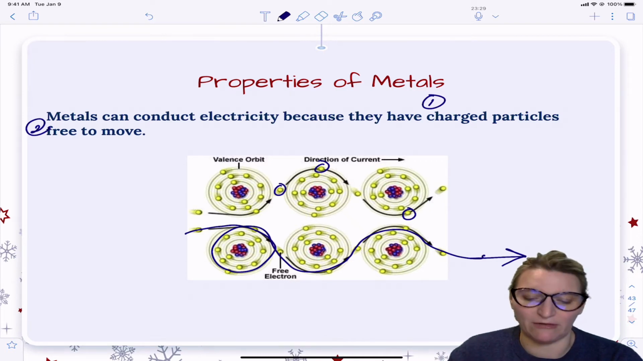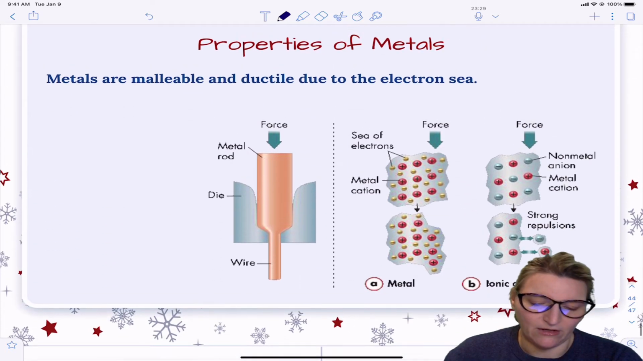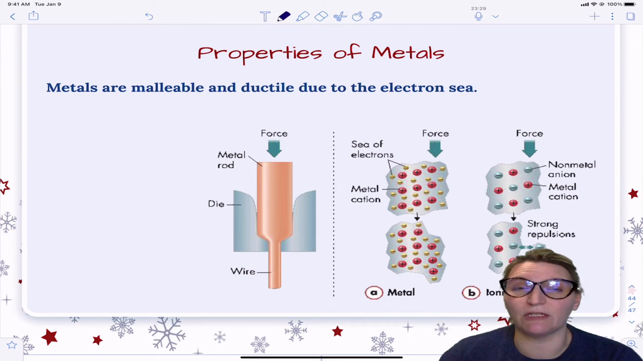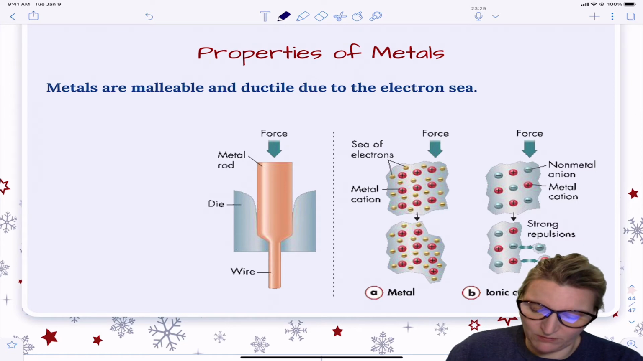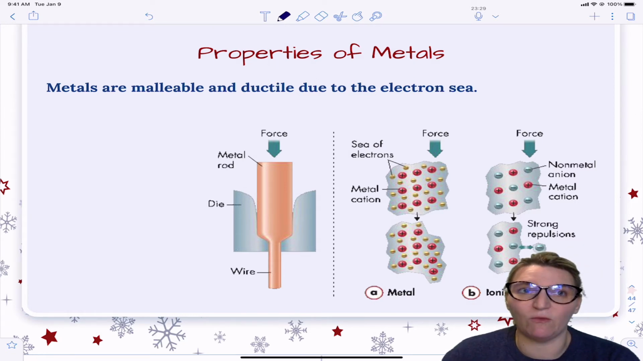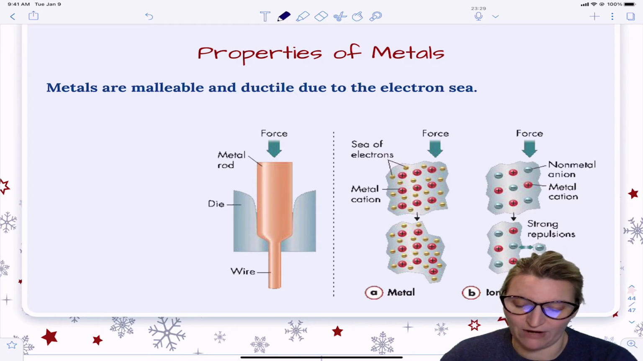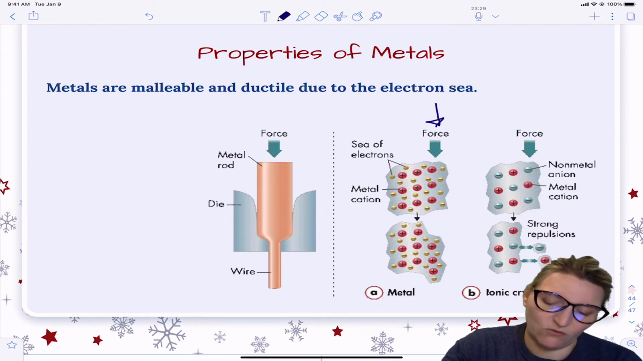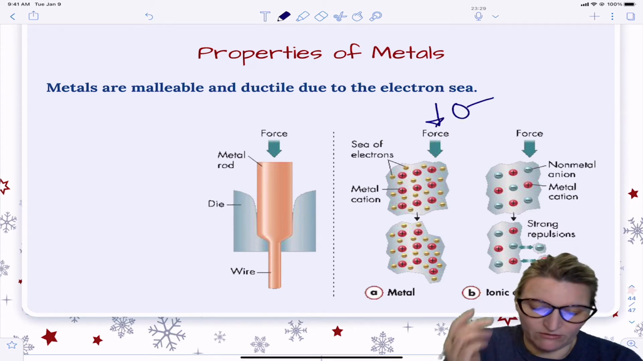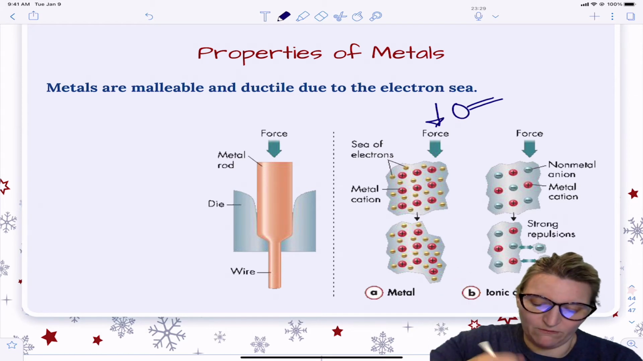So that's why metals can conduct electricity. Some other properties of metals that we talked about is that they are malleable and ductile. This picture over here shows a little bit about what is going on when we do try and change the shape of a metal. And so here's the force, think of this as like the world's tiniest hammer, right? So there's the little hammer moving down.